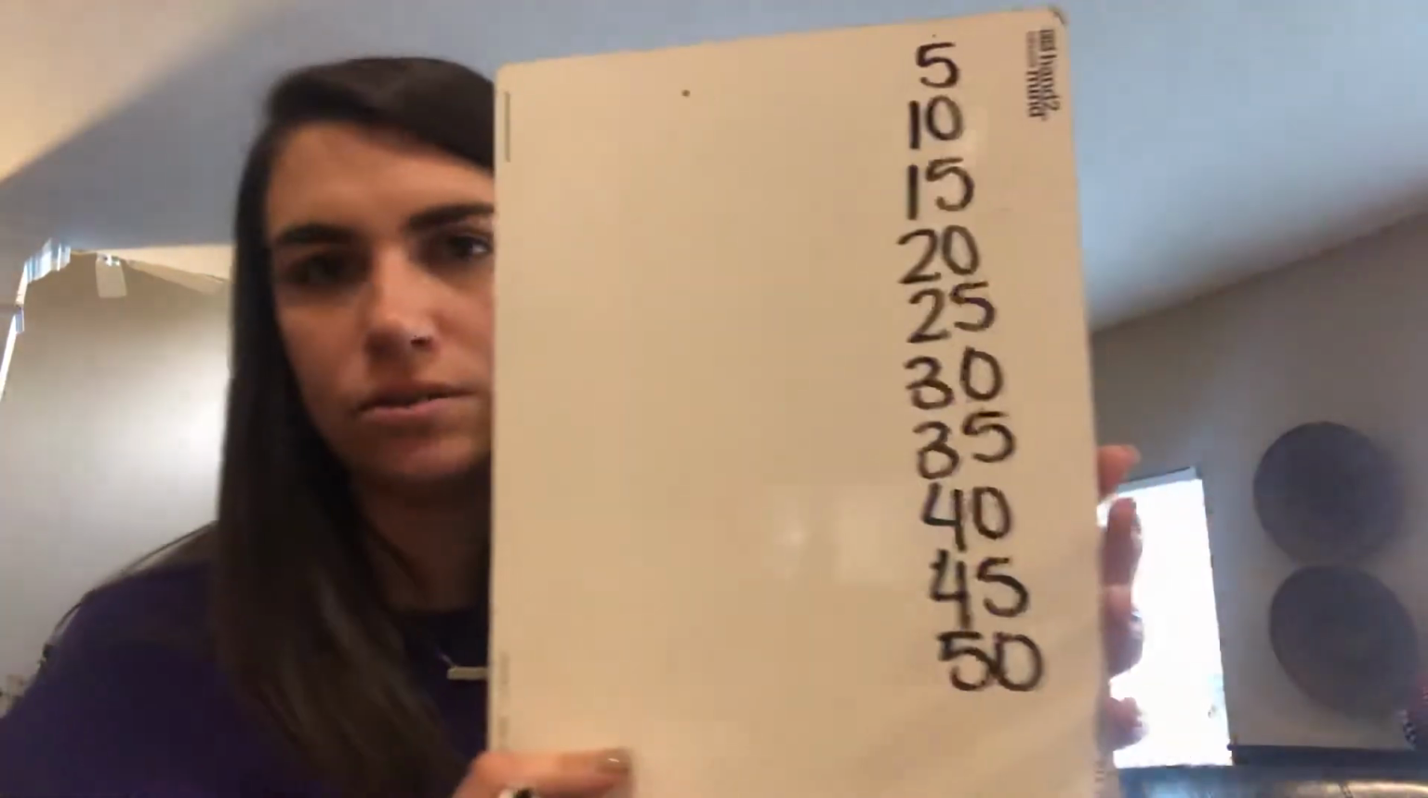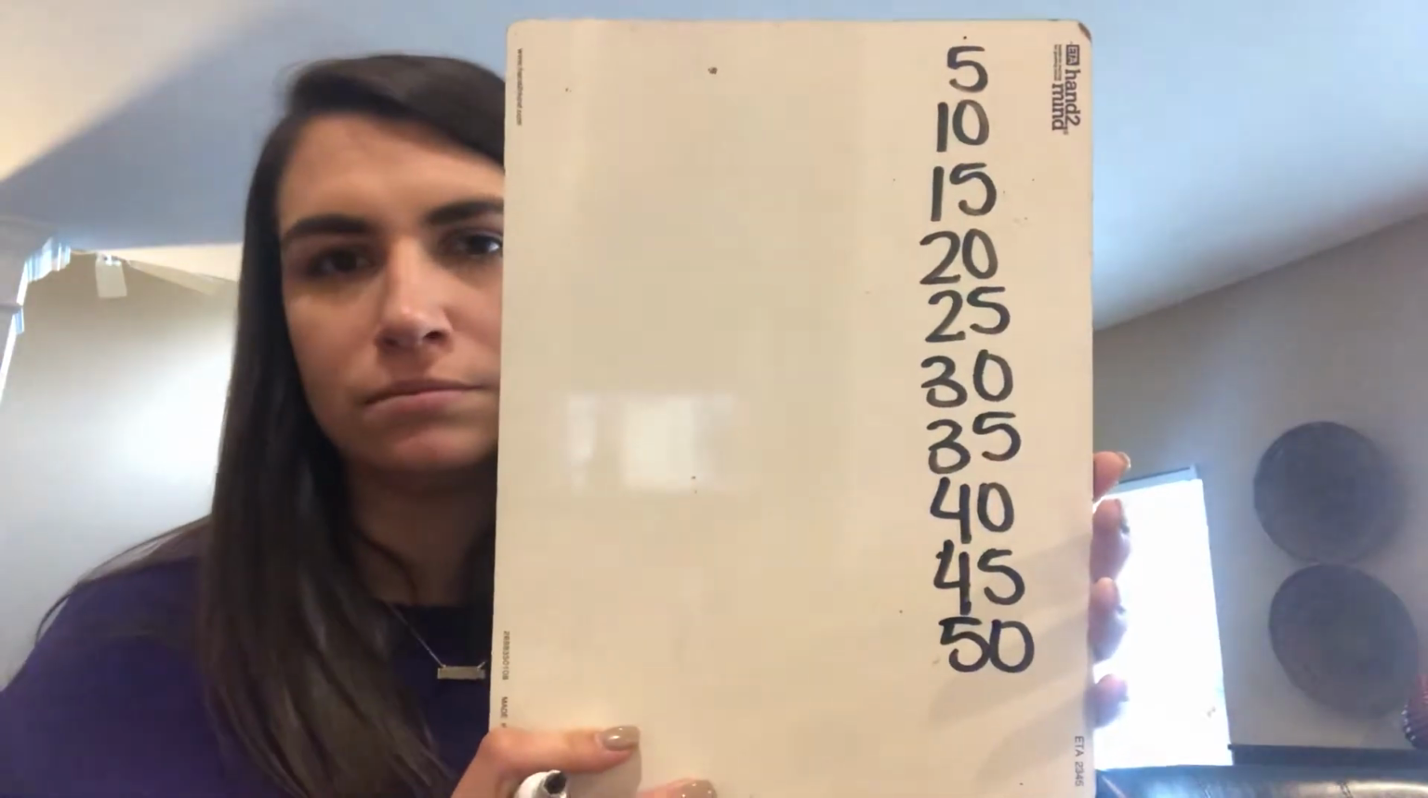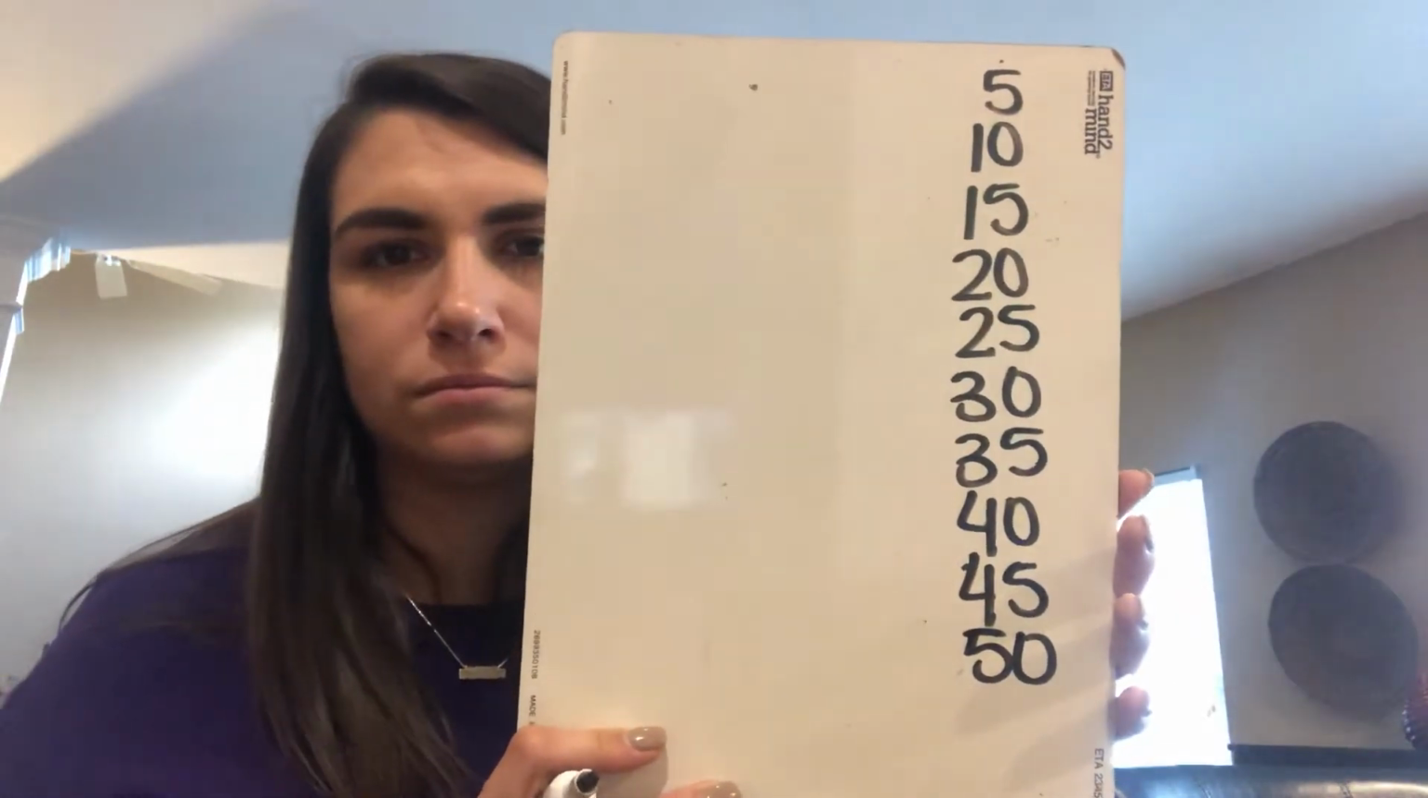All right, the next one is divided by 5. So our favorite thing to skip count by, besides maybe 10. So we're going to skip count together. 5, 10, 15, 20, 25, 30, 35, 40, 45, 50. So I'm going to write that on your paper. All right, and we're going to divide now.